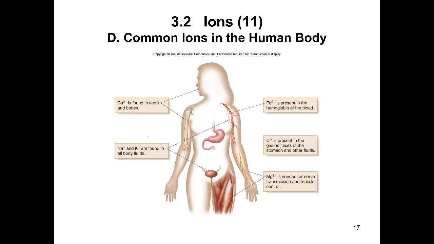Okay, common ions in the body: calcium, sodium, potassium, chloride, iron, magnesium. A lot of ions are found in the human body. Okay, so we've talked about that. You have group 1A is going to form a +1. Group 2A is +2. 3A, like aluminum, is +3.